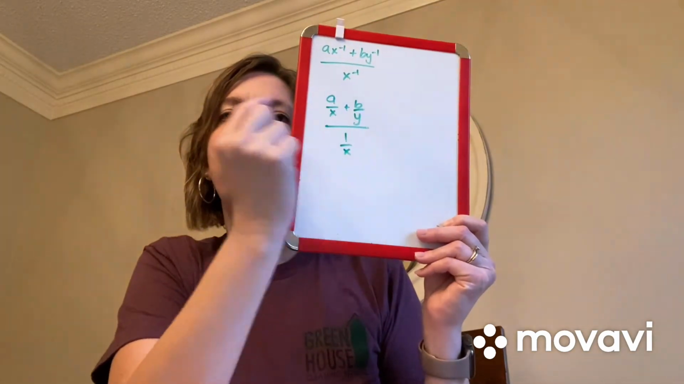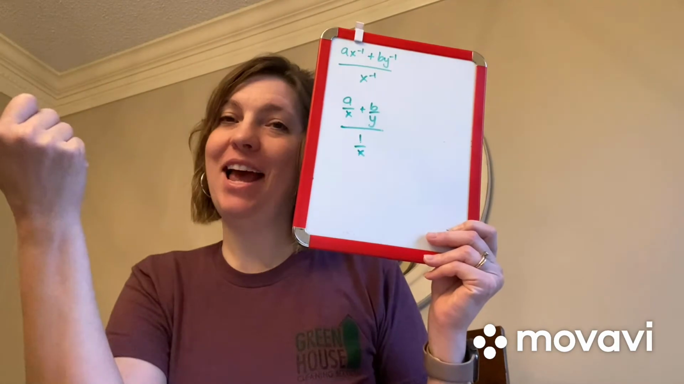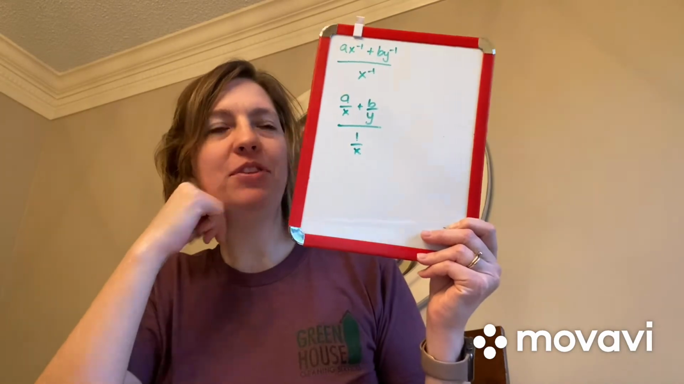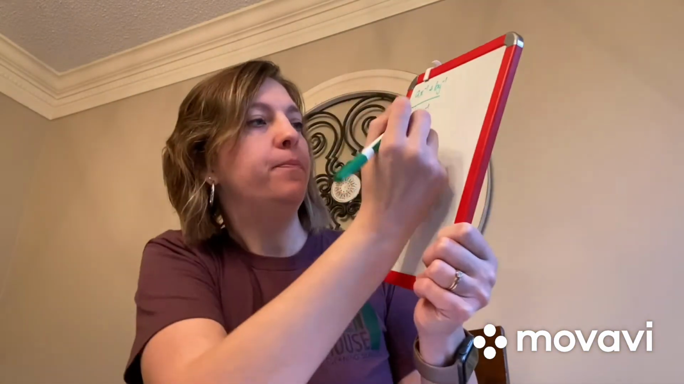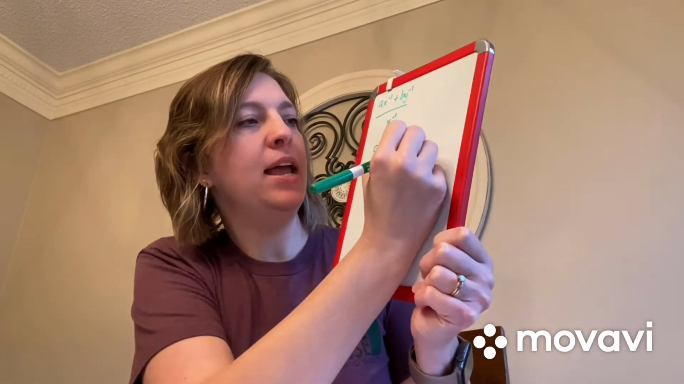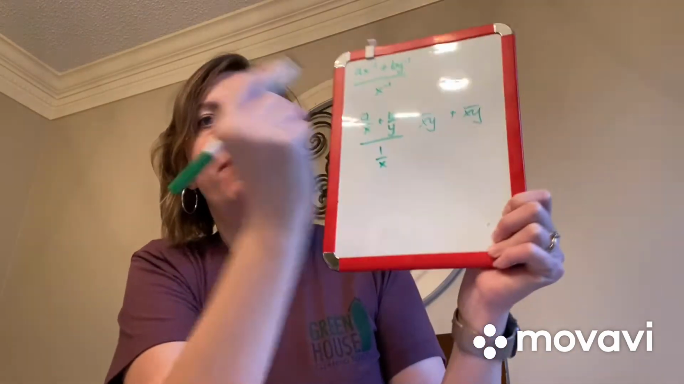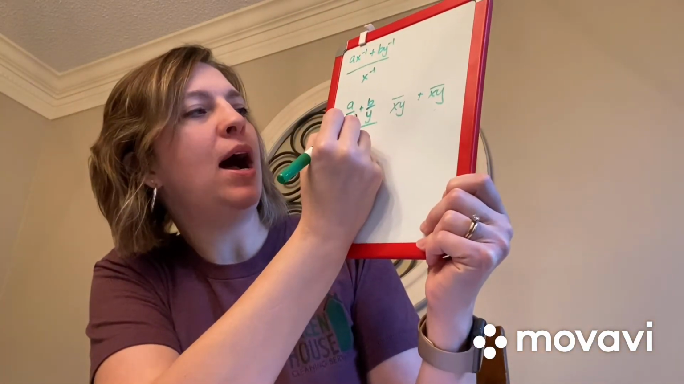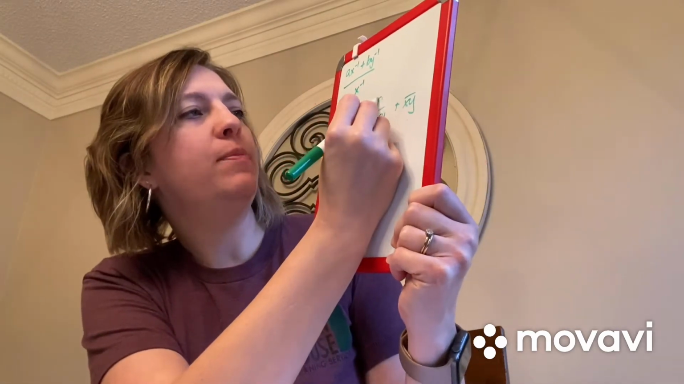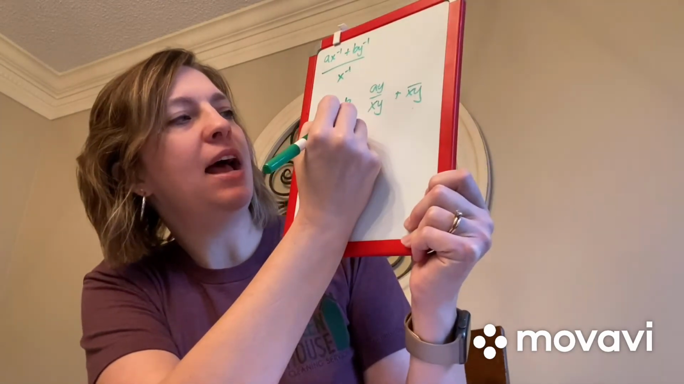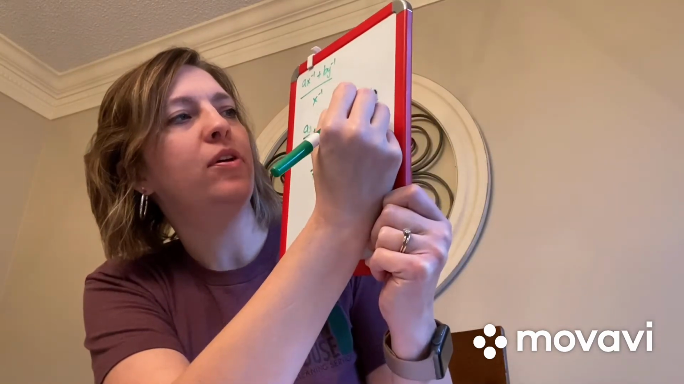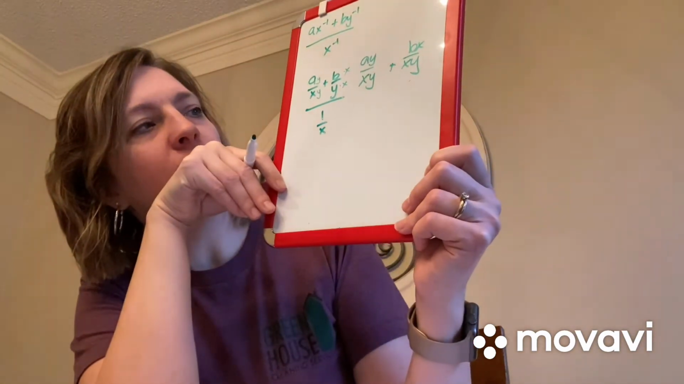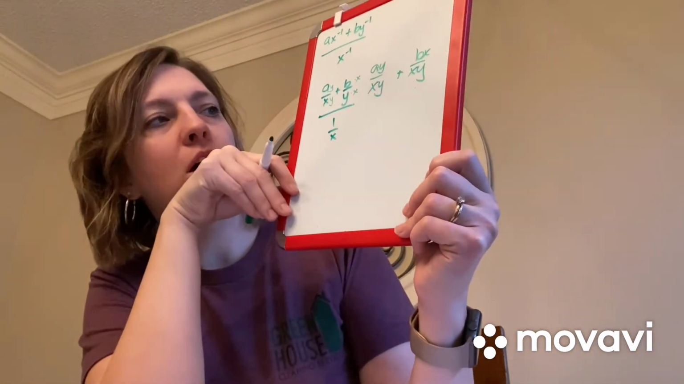Now, the difference between practice A and practice C: practice A, they were nice and gave us common denominators. C, not so much, right? So what do we have to do? We have to get common denominators. So my common denominator is going to have to be xy and xy. So I've got to now change my fractions to have xy. The first one didn't have a y, so I'm going to multiply y by both. So that would be ay. My second didn't have an x, so I'm going to have to distribute an x to both. So that would be bx, right? So I've got ay over xy plus bx over xy.